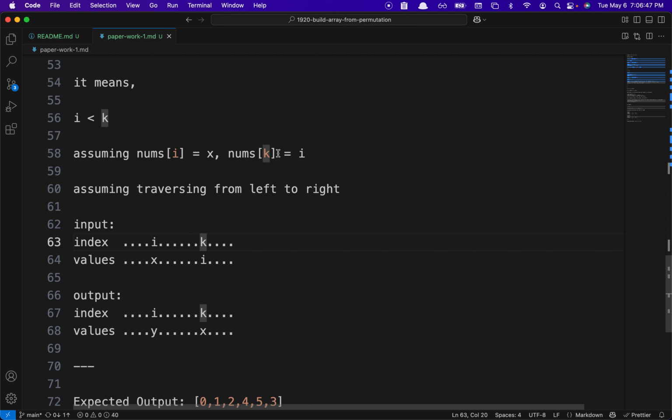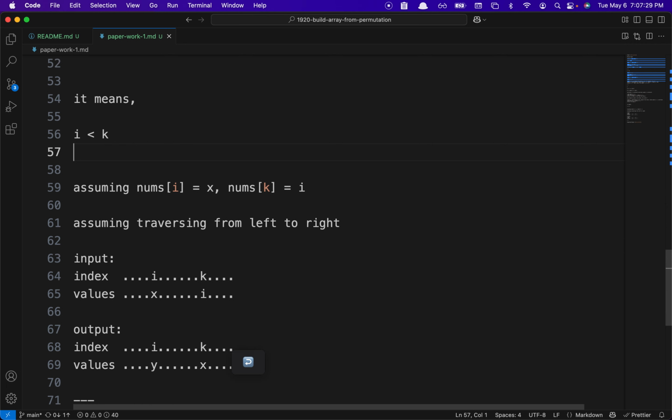Assuming nums of i is x, nums of k is i, right? Interesting. i is less than k, and you're saying nums of k is i, right? If i is less than k, can we find out, what if you do nums of i and nums of k, x and i, right?